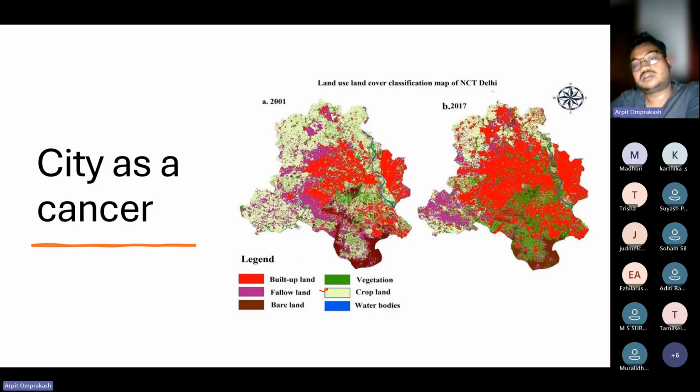So what's happening is in 2001, there was a lot less built up land in this area, whereas now, in 2017, there has been an increase in the proportion of built up land. And that is because the city has been developing, and more and more people are building houses, building skyscrapers for their offices, for their homes, and so on. So the city is growing, and with it, the proportion of area that is under built up land is also growing.